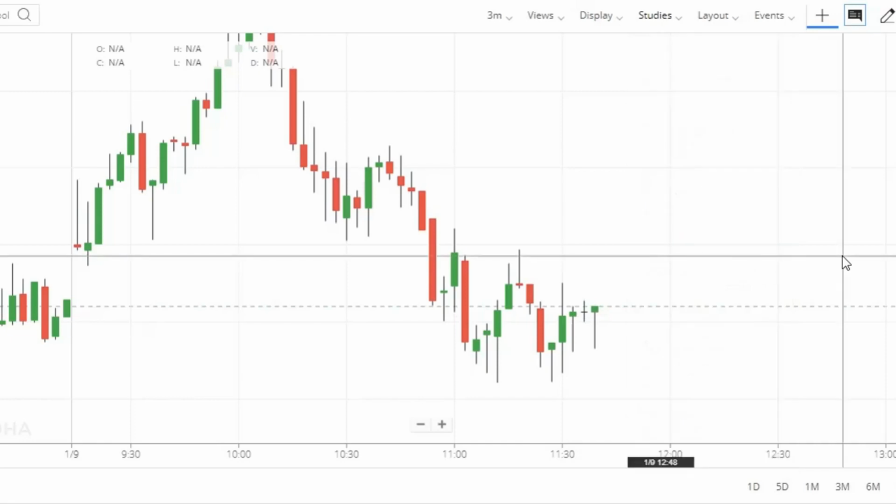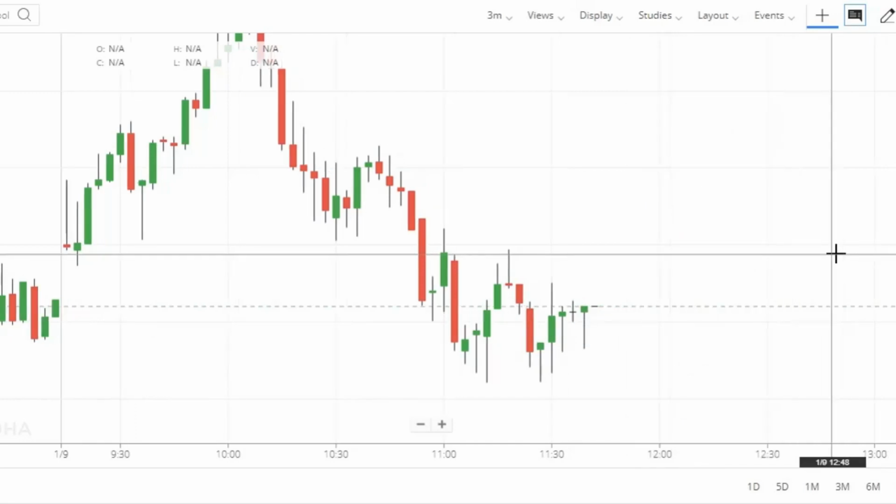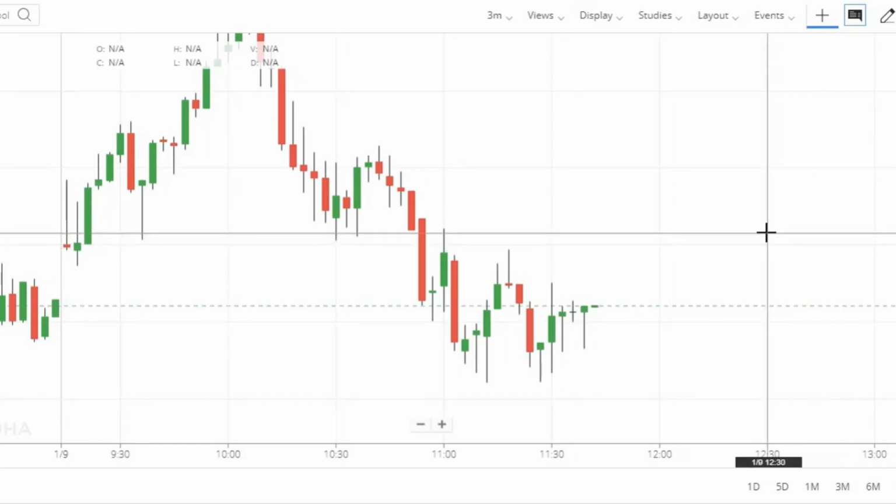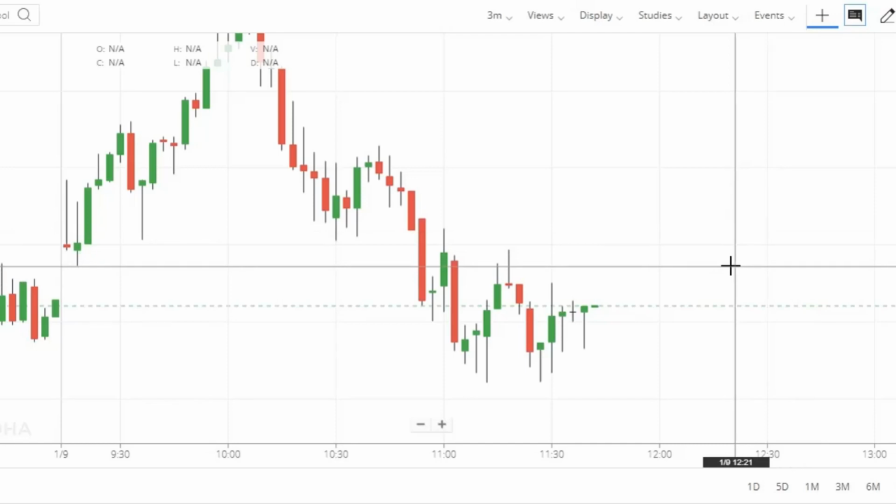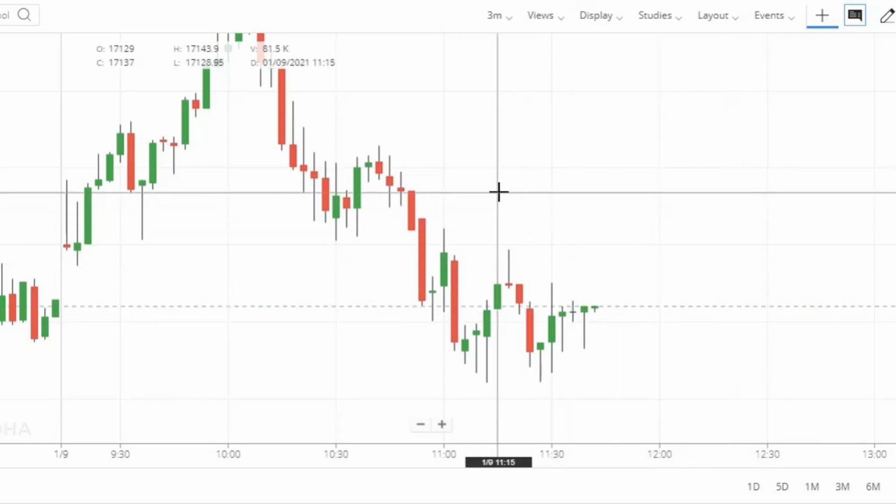So first, let's start with understanding the indicators. But indicators come in two types. So you need to understand what kind of indicator you are using. There are leading indicators and there are lagging indicators. So what is a leading indicator?